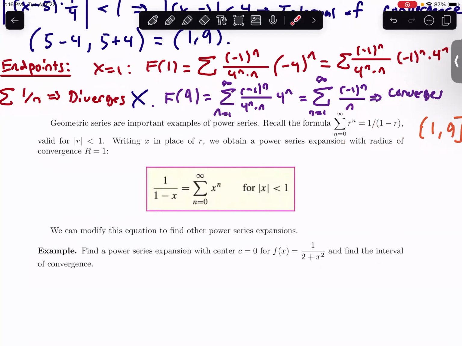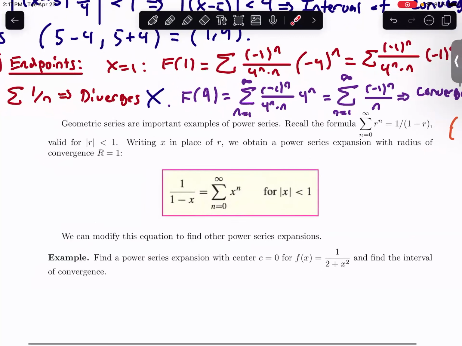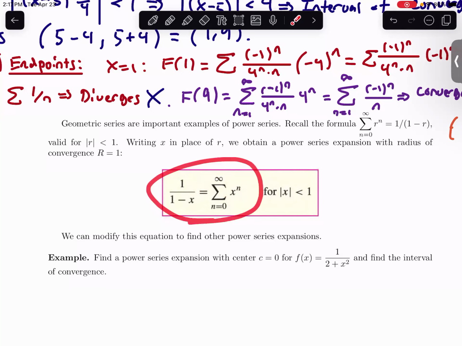We know that this is going to be a convergent series when the absolute value of r is less than 1, i.e., when the ratio is less than 1, it converges. And so if we write x in place of r, we end up obtaining a power series expansion where the radius of convergence is R equal to 1. This is the power series expansion for the function 1 over 1 minus x. So we have 1 over 1 minus x equal to the sum of these powers of x, like 1 plus x plus x squared plus x cubed forever. Again, this is just a geometric series, so nothing new is going on. We're just recontextualizing the geometric series we've been thinking about already.